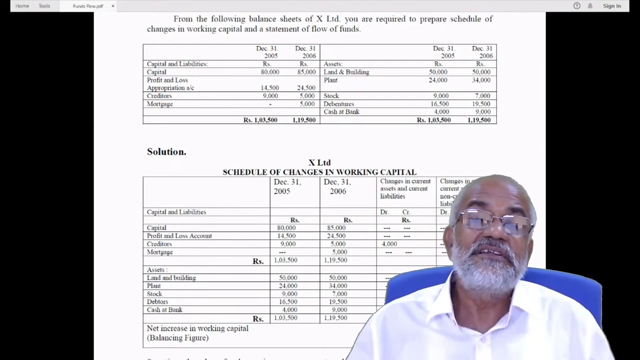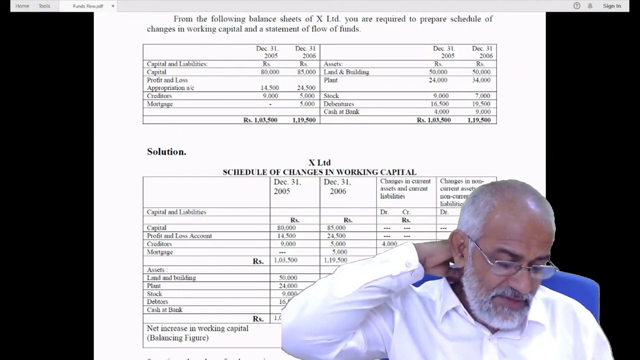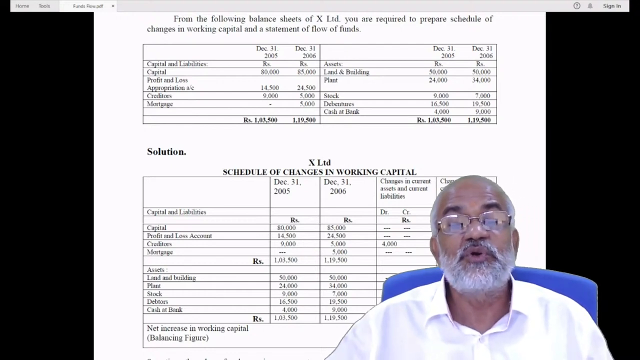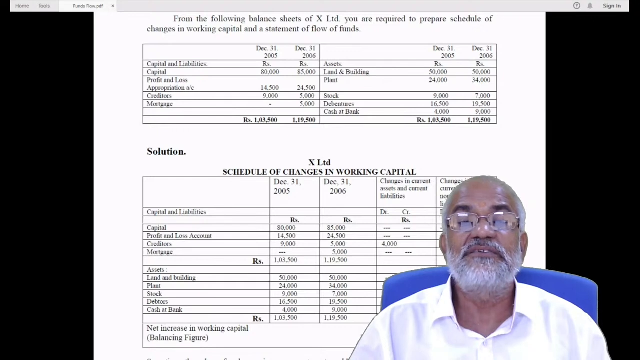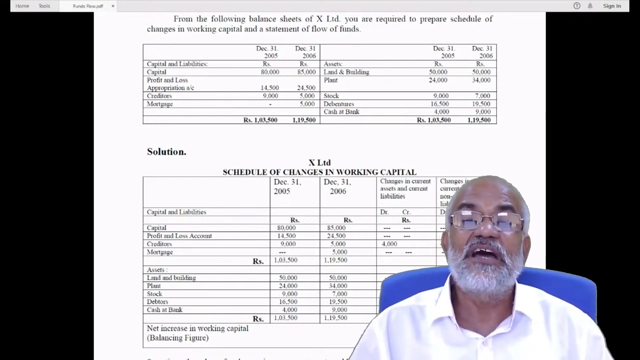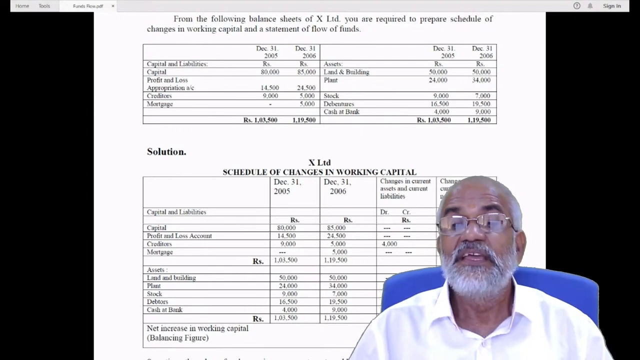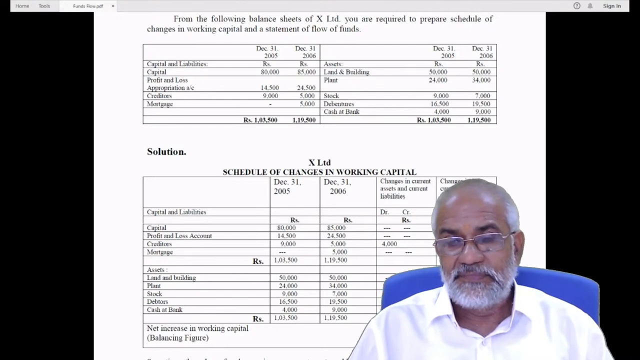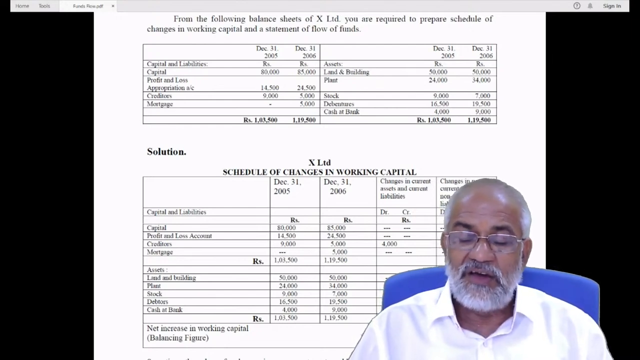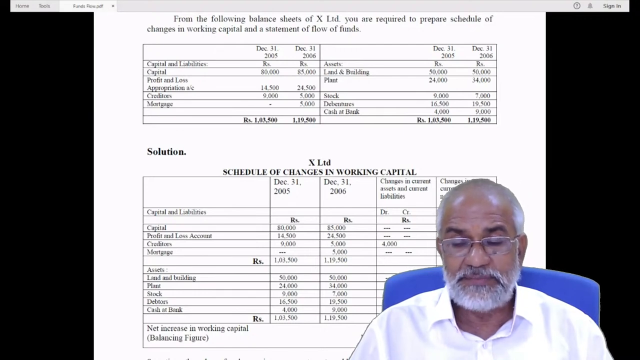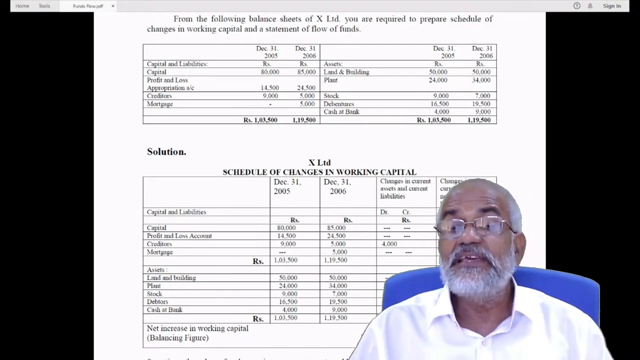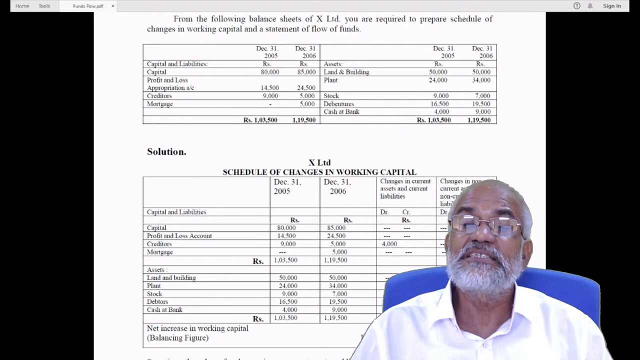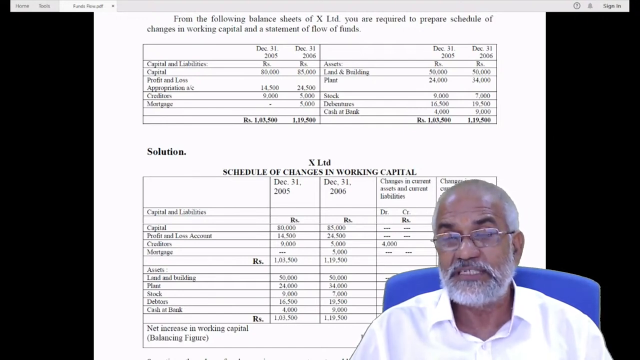Creditors was 9,000 on 31st March 2005 and 5,000 as on 31st March 2006. Mortgage or the loan was 0 as on 31st March 2005 and 5,000 as on 31st March 2006. The next column is changes in current items, which consists of two columns: one is the debit column, another is the credit column. Similarly, the last column in the statement of changes in working capital is changes in the non-current items, non-current assets and liabilities. It also has two columns, one debit and another credit.